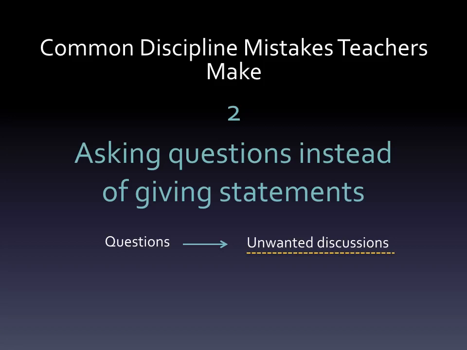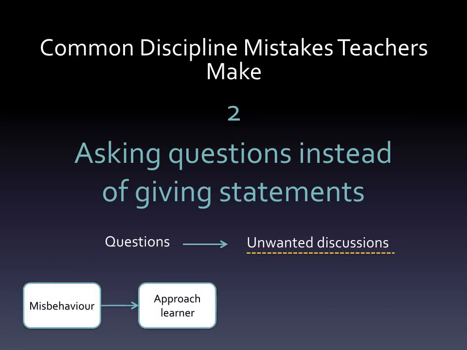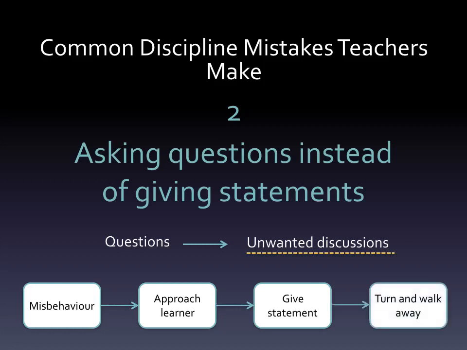Asking a question demands a response. And here's where learners drag out this interaction. "Oh, but ma'am, I was only doing this." Instead, give statements. When you see a learner misbehaving, you should approach them. Give them the statement. "It's quiet time now. You need to work on your own. Thank you." And then you need to turn and walk away. Your job as a teacher is to hold learners accountable for their behavior in the least disruptive way.